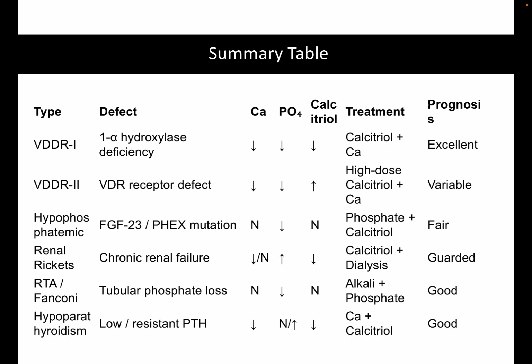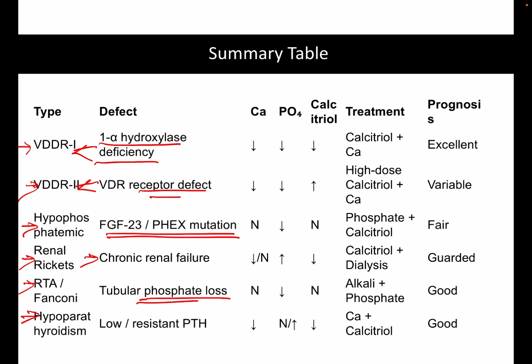So, to summarize, there are different types of non-nutritional causes: vitamin D dependent type 1, vitamin D dependent type 2, hypophosphatemic, renal rickets, RTA, and hypoparathyroidism. The defect lies at the enzyme level in type 1, the receptor level in type 2, and gene mutation in hypophosphatemic rickets, and chronic renal failure is the reason for renal rickets. Tubular phosphate loss is there in Fanconi, and low or resistant PTH in hypoparathyroidism.